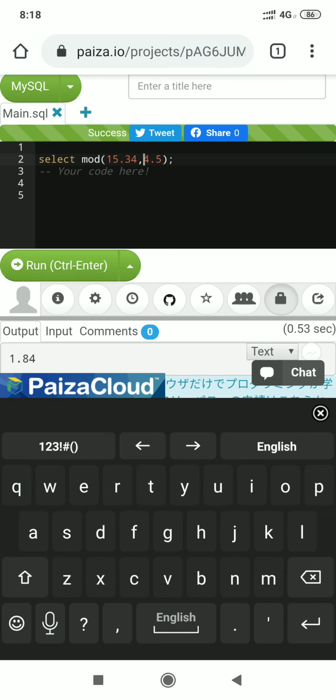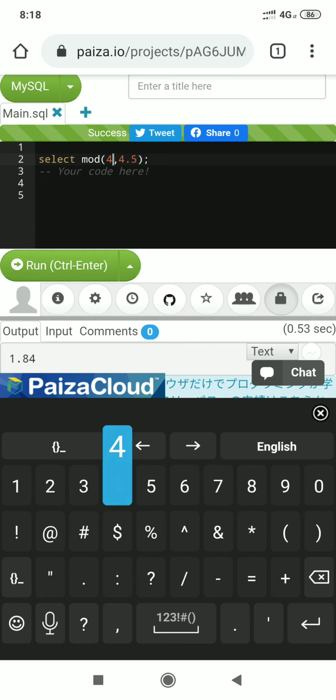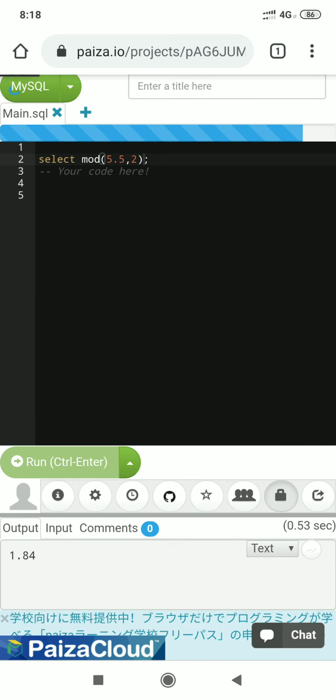Okay, we take a simple example. We have the number 5.5, and we are dividing it by 2. Its answer should be 1.5. Its answer is 1.5. Okay, 2 times 2 is 4, so 5.5 divided by 2 means 2 times, that is 4.